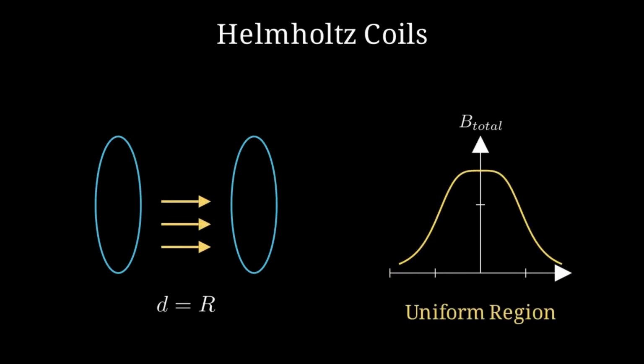In the region between them, the decrease in one field is perfectly compensated by the increase in the other, creating a remarkably uniform magnetic field. This is vital for precision physics experiments.